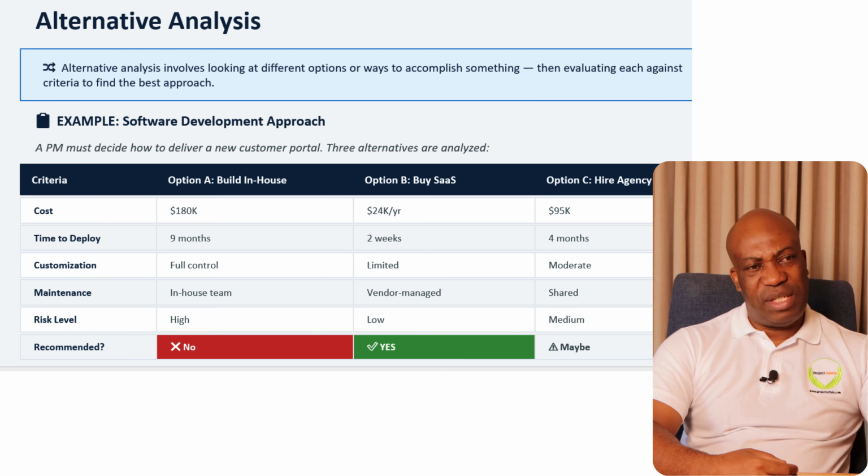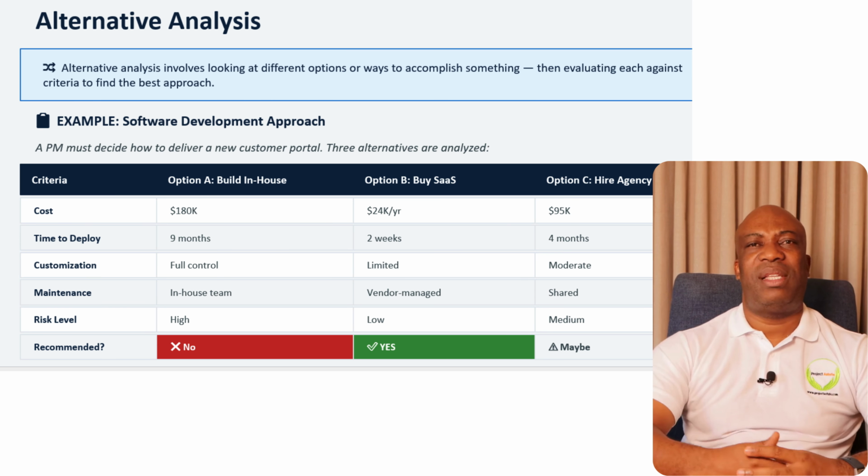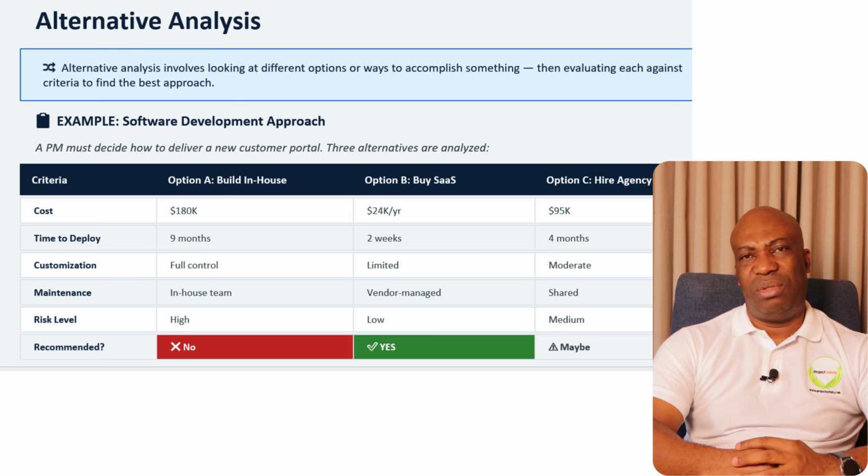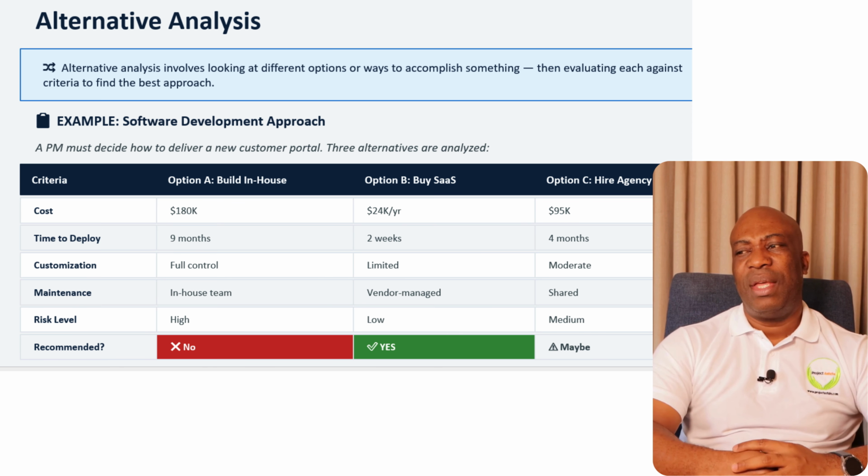If I want to make this specific to this customer, specific to this stakeholder, if I take option A, how much or how long is it going to take? You can also look at maintenance, for example. Also, even the risk level. If I take option A, what is the risk level involved? If I take option B, what is the risk level involved? If I take option C, what is the risk level involved?